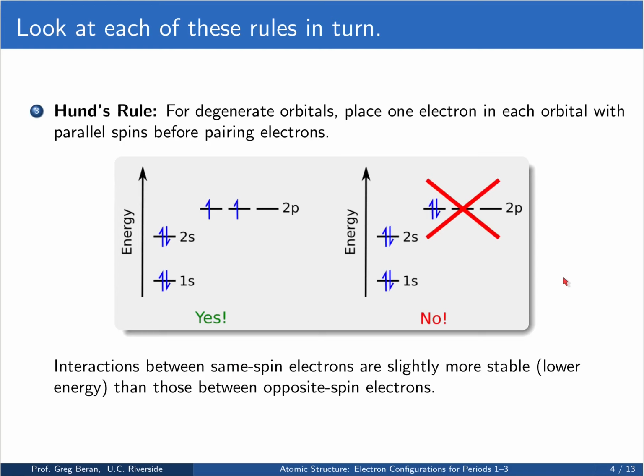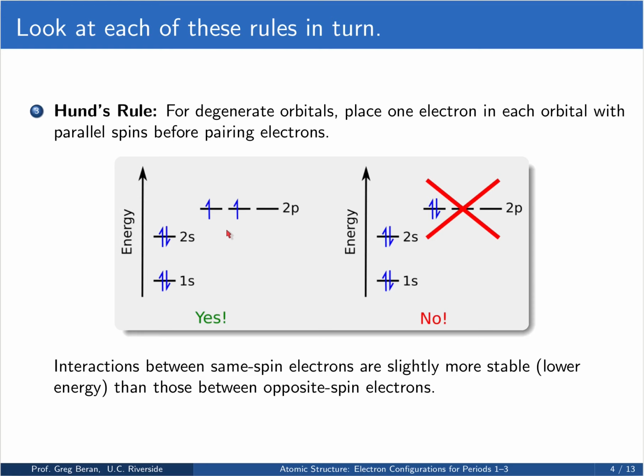The third one is Hund's rule. For degenerate orbitals, you place one electron in each orbital with parallel spins before pairing any electrons. In this example, I have 6 electrons. My first two fill up the 1s orbital. Now that's full by the Pauli exclusion principle, so according to the Aufbau principle, I put the next two in the 2s orbital. Now it's full as well, and I have two more electrons to place in the 2p orbital.